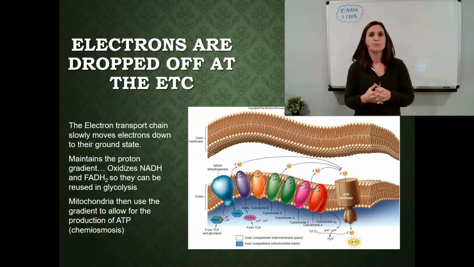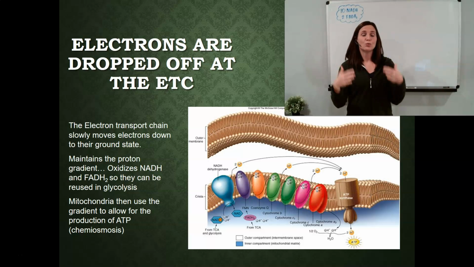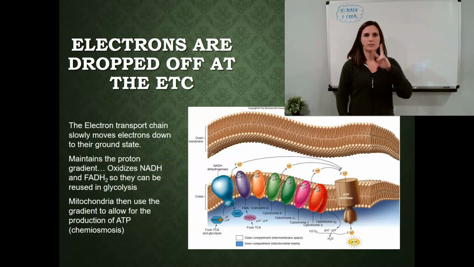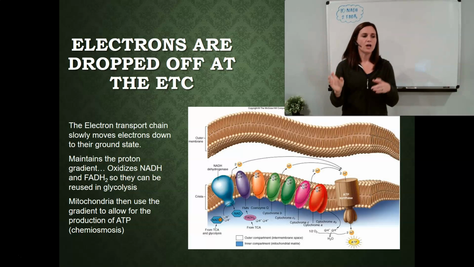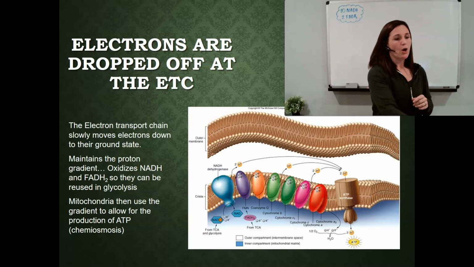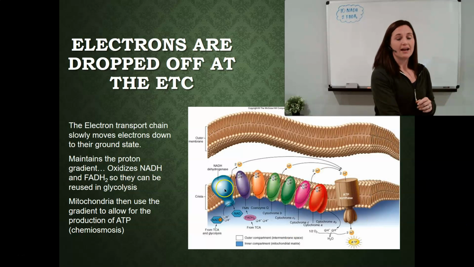So the electron transport chain is located in the cristae membrane of the mitochondria. So remember, mitochondria are double membrane bound. They have an inner cristae membrane and then they have an outer membrane. So when we're talking about the electron transport chain, we're talking about all of these colorful jelly beans that are here inside of this inner cristae membrane.